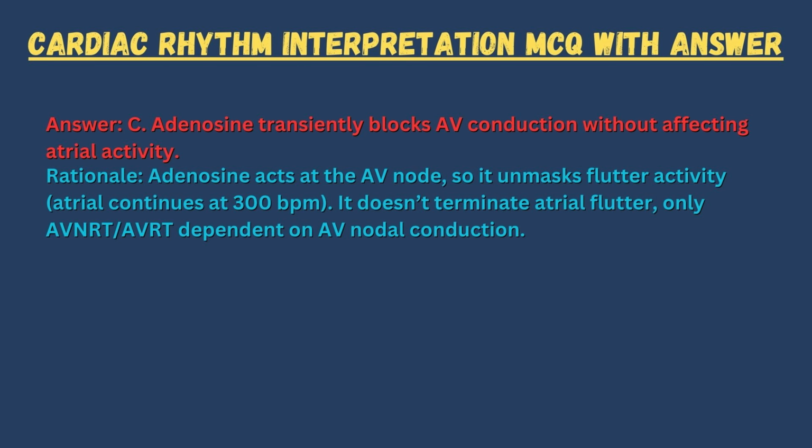Answer. C. Adenosine transiently blocks AV conduction without affecting atrial activity. Rationale. Adenosine acts at the AV node, so it unmasks flutter activity. Atrial activity continues at 300 BPM. It doesn't terminate atrial flutter, only AVNRT/AVRT dependent on AV nodal conduction.